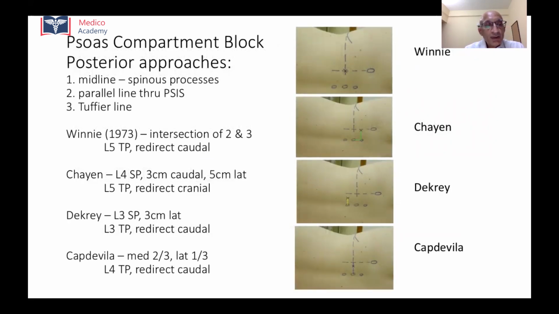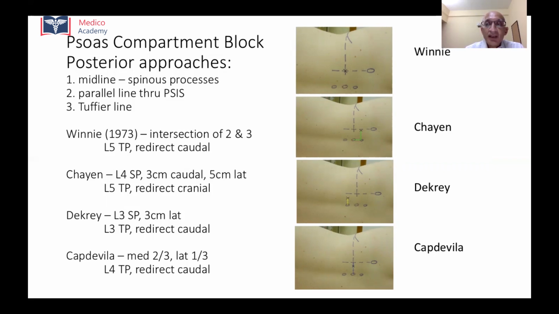There are different approaches to lumbar plexus described from the back. And so basically, the landmarks are that there are three lines which we need to draw. Line one is in the midline, overlying the spinous processes of the lumbar vertebrae. Line 2 is a line parallel to line 1, passing through the posterior superior iliac spine, and line 3 is the Tuffier line or the intercristal line.